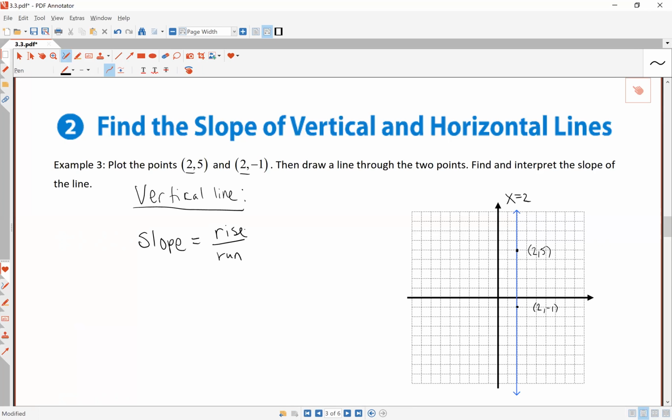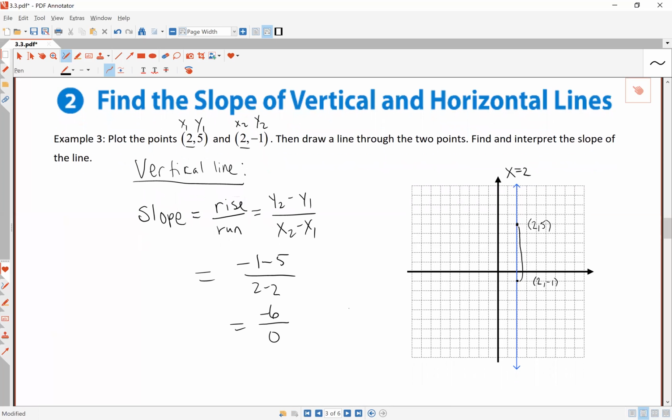And we can see this by plugging it into the formula, y2 minus y1 over x2 minus x1. Since the y's are different, we get -1 minus 5. And the x values are the same, giving us 2 minus 2, which is 0. So it was either rising 6 or rising -6 from one point to the other, but there was no run.